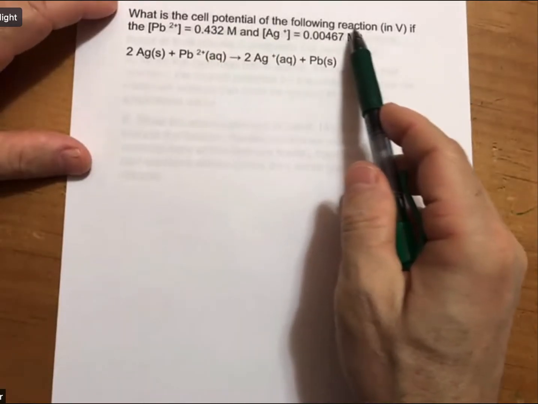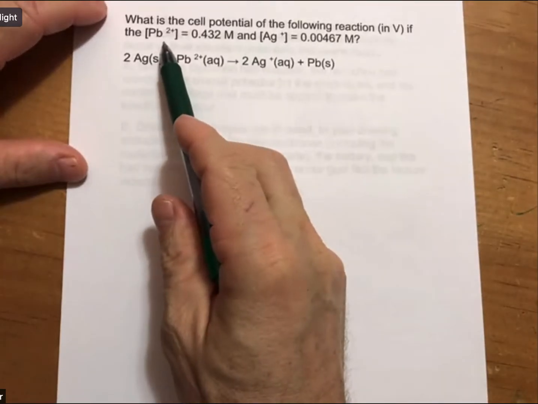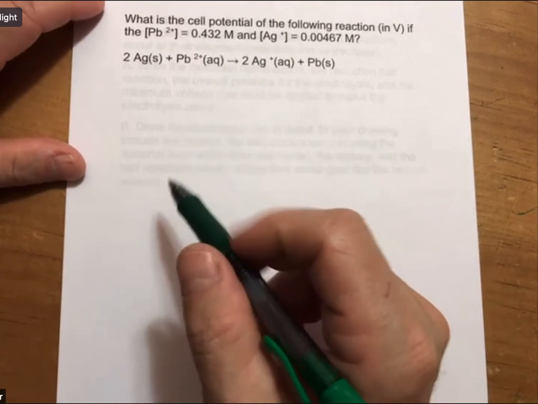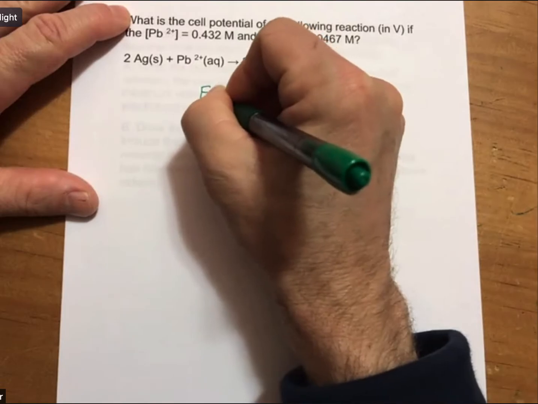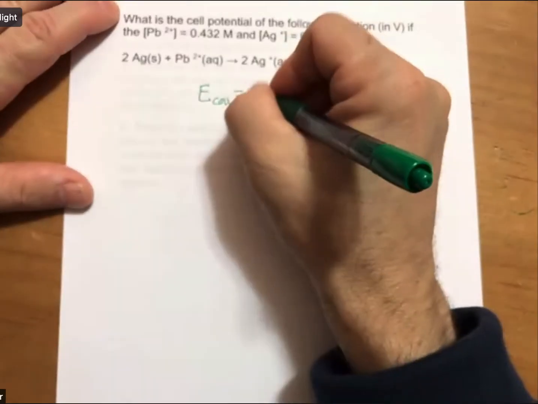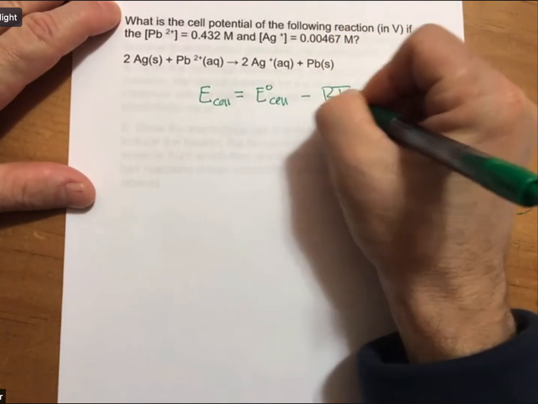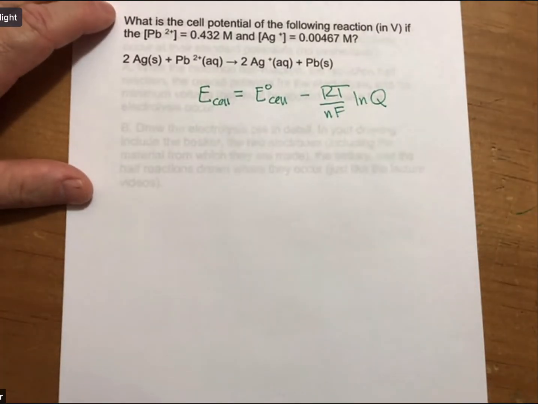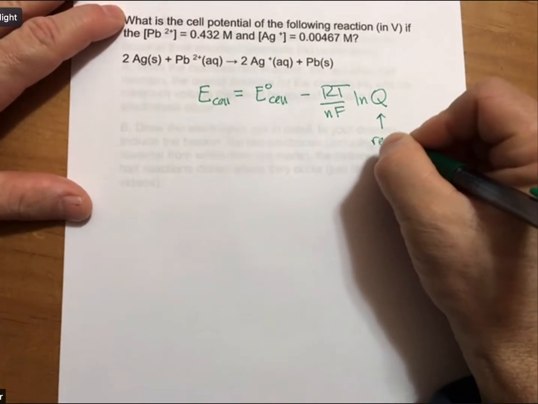The cell potential of the following reaction in volts, if now we have a specific concentration of our ions. And the equation here is going to be that the cell potential equals the standard cell potential minus RT over nF ln Q, where Q is our reaction quotient.